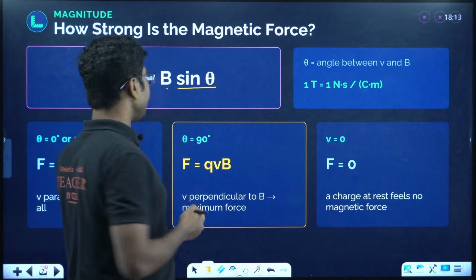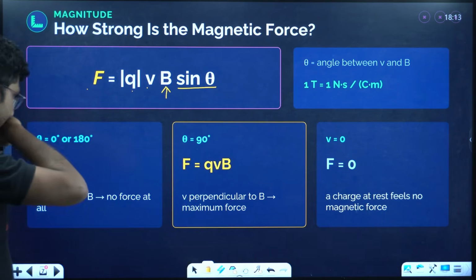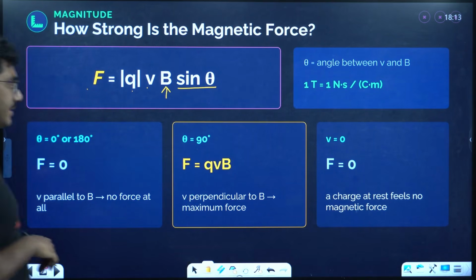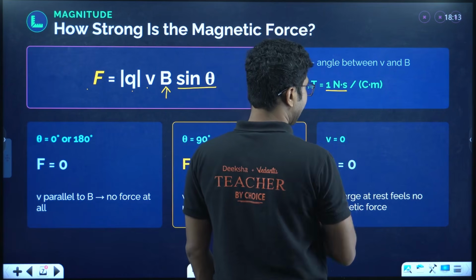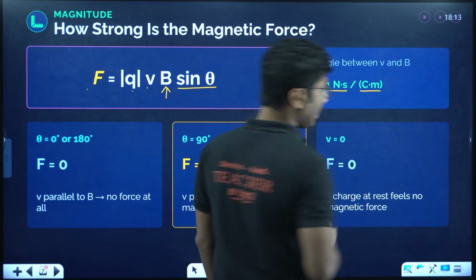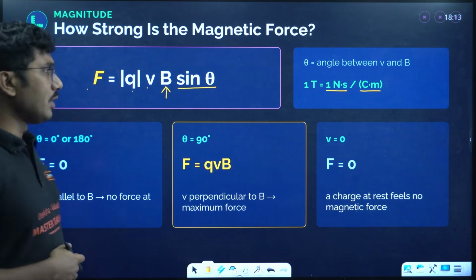Now this B is measured in Tesla. 1 Tesla equals 1 Newton second per Coulomb meter.